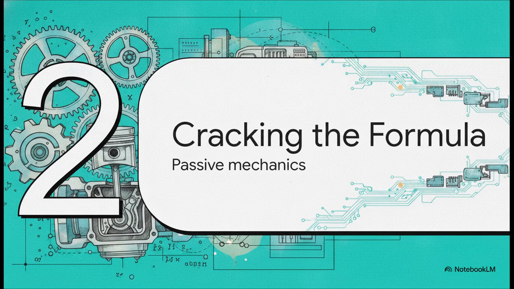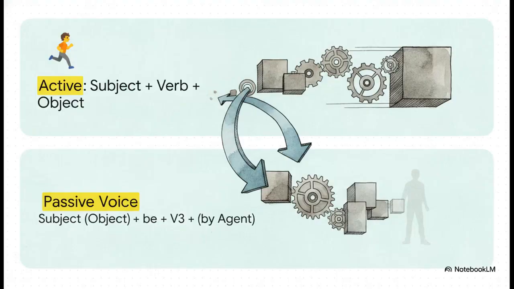Moving right along to Section 2, cracking the core formula. Let's look under the hood at the mechanics of the passive voice. And this brilliantly illustrates the flip. In an active sentence, you've got your standard subject plus a present tense verb plus the object. Simple enough. But in the passive formula, that object gets a massive promotion. It moves all the way to the front of the line to become your new subject.